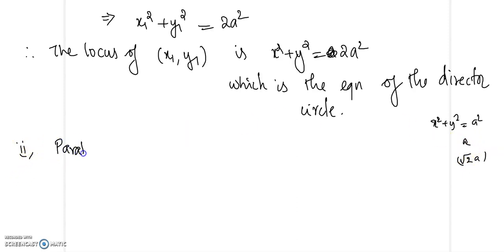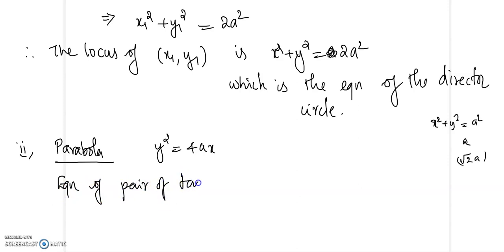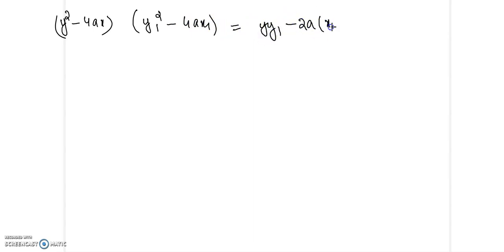Now let us look at the case of parabola. So consider the parabola with the equation y square equal to 4ax, and the equation of the pair of tangents is y square minus 4ax into y1 square minus 4a x1. So that is SS1 equal to T square, equal to, make the tangent equation, y y1 minus 2a into x plus x1, whole square.